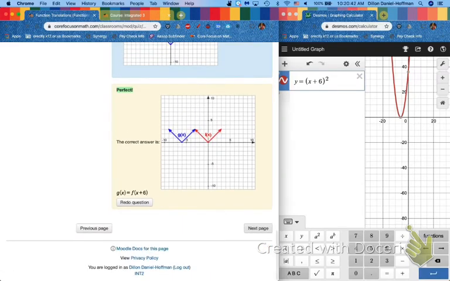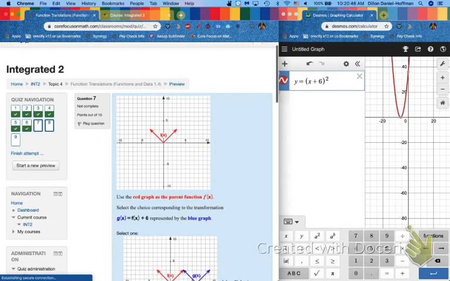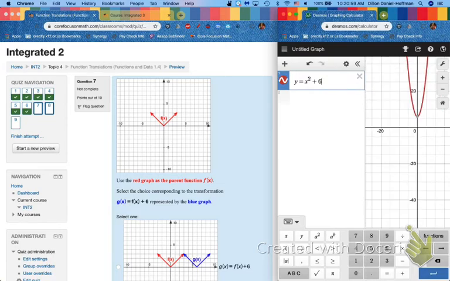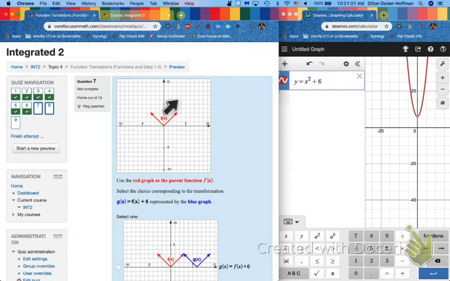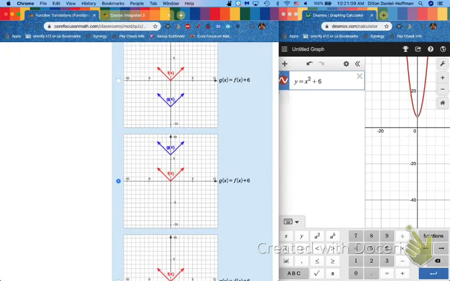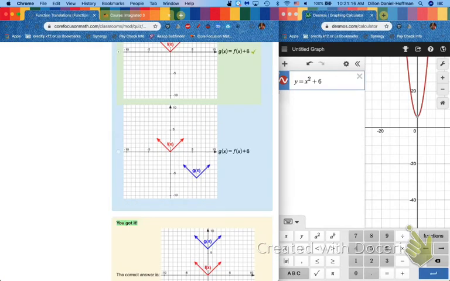I think we've got another one like that coming up. Yes, we do. Now I've got plus 6 on the outside. So, no parentheses. X squared plus 6. Yes, that is moved up. So I need to find the one that's right there where this arrow is pointing. Scroll down. Can I find it? There it is. It's up 6. Okay. Awesome. Now we just have our last 2 problems.